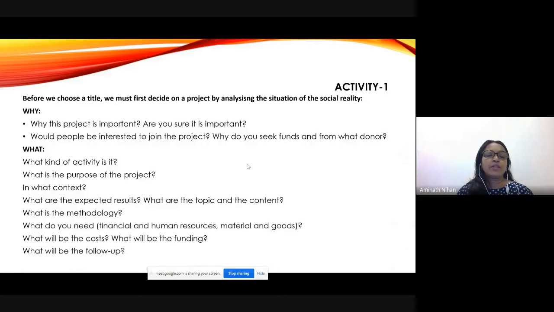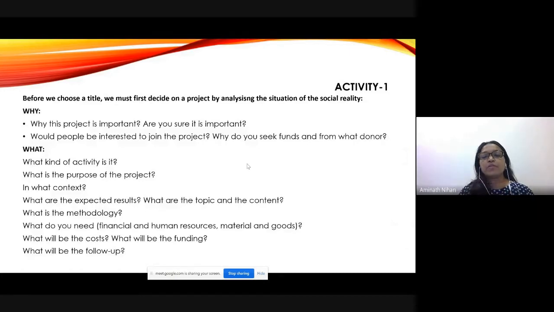Then also you can briefly think about what kind of activity is it, right? What is the purpose of the project? What is the context? What are the relevant parts, right? What results are you seeking to achieve? What are the topic and the content? How are you going to achieve? How is the methodology, right? What do you need? Financial resources, human resources, materials, goods. What are the things you will actually need for this project? What will be the cost and the funding, right? And what will be the follow-up?